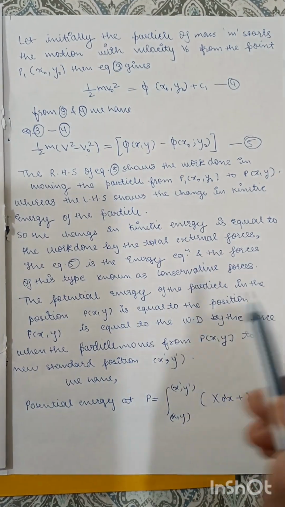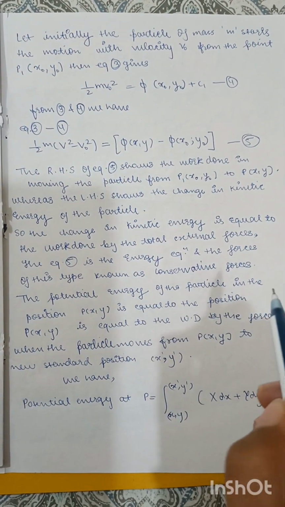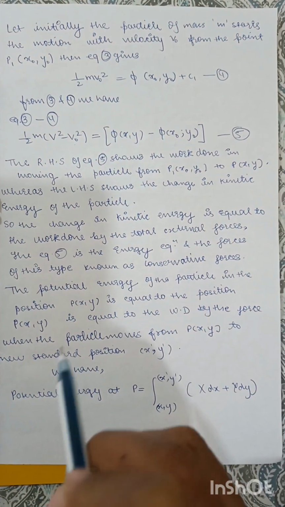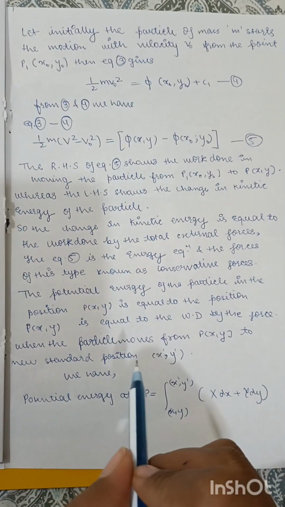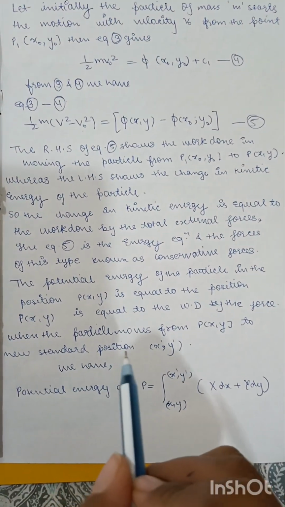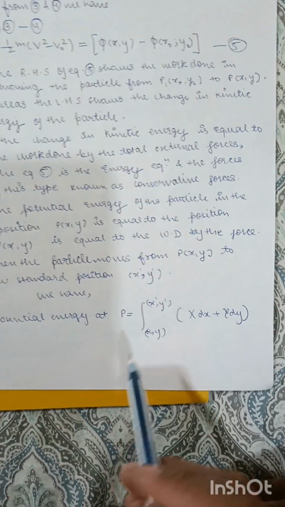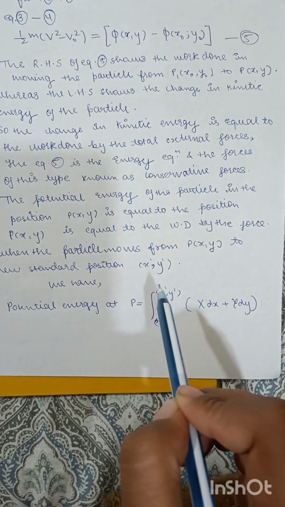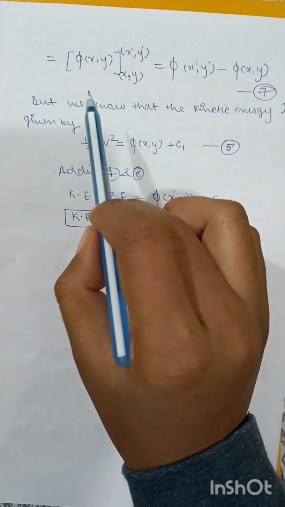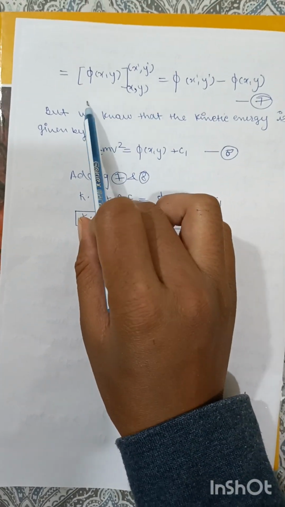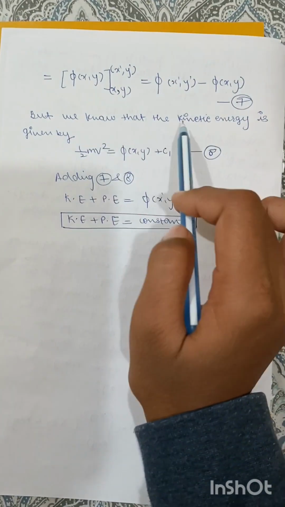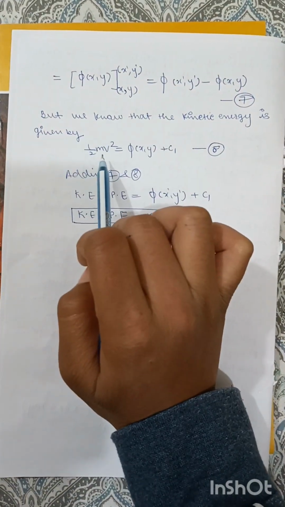The potential energy of a particle at the position P(x, y) equals the work done by the force when the particle moves from P(x, y) to the standard position (x dash, y dash). So the potential energy at P is the integral from (x, y) to (x dash, y dash) of X dx plus Y dy. Now we put in the limits and get this. We call this equation 7. But we know that kinetic energy is given by half mv square.